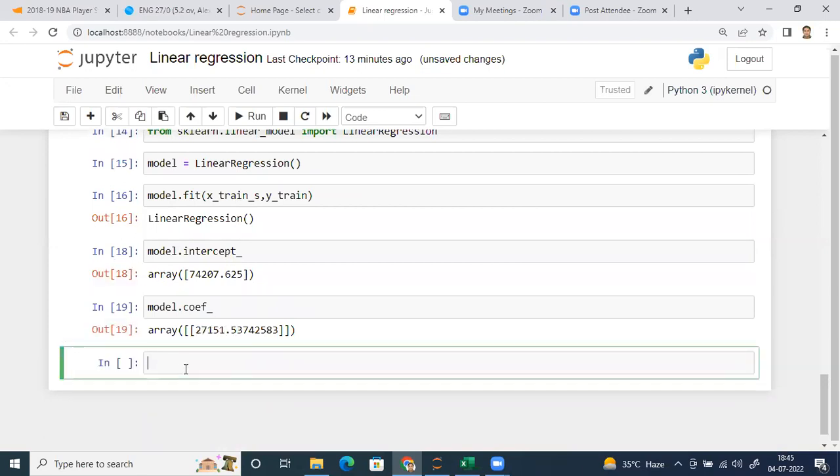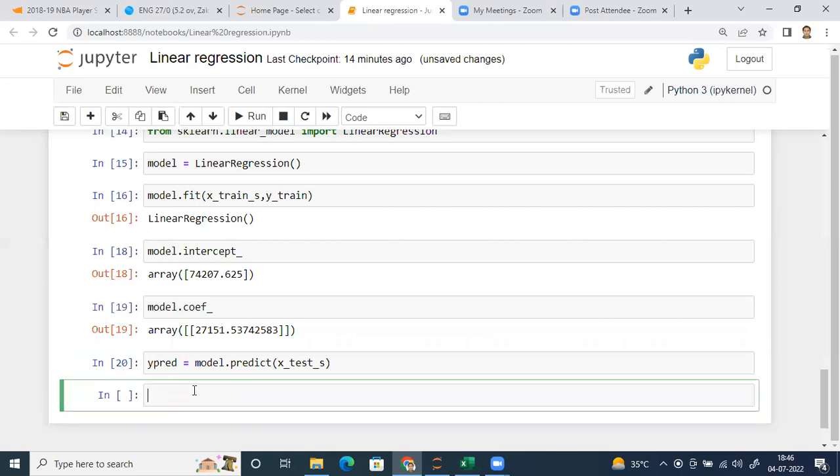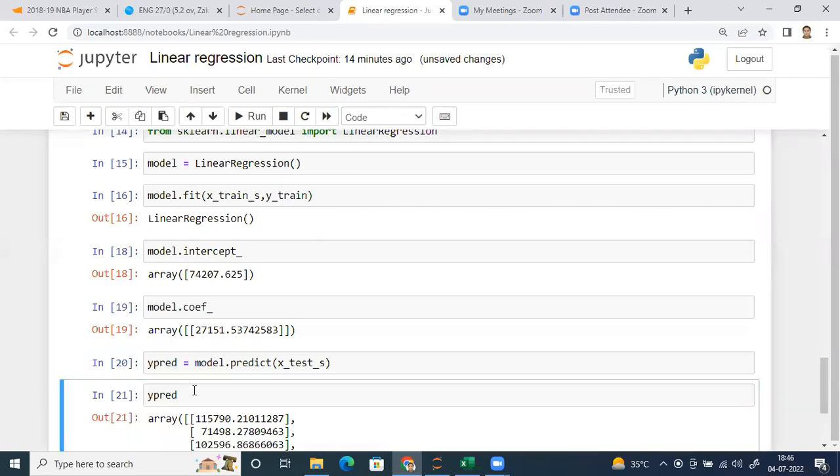No problem. Now let's try to predict my y_test from the x_test. So how will I do that? My model has been trained, so from the same model, I will predict the value of y_test. So I'm going to say model.predict. Which value do I want to predict? I want to predict the value of y_test from x_test_s, and I want to call it y_pred. Done. So my y_pred is ready. Perfect. Very good, right?